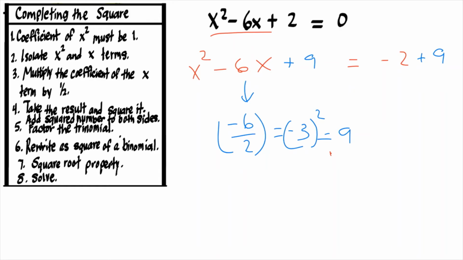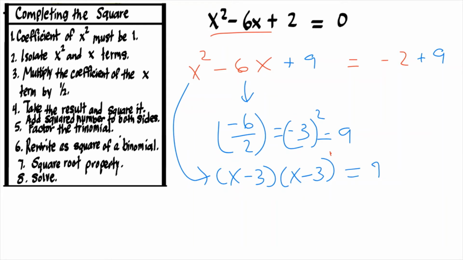So now I want to factor this trinomial. I get x minus 3, x minus 3, and I simplify the right side. I get 7. Now these two binomials should always be identical when you factor. And now I can rewrite this as a square of a binomial. So I can write it as x minus 3 squared.